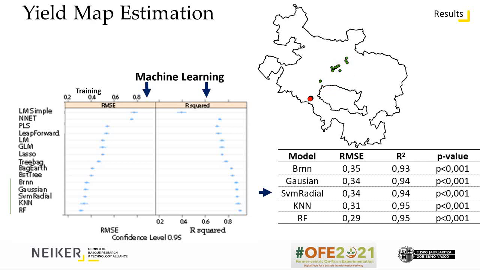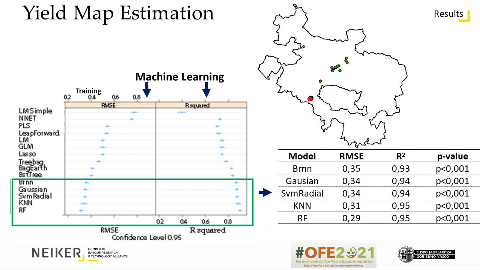Using 70% of the available data, a total of 15 different models were trained. The 5 algorithms that have the best ability to predict yield are highlighted in green. These 5 algorithms were subsequently validated using the remaining 30% of the data. And the algorithm with the best results was the random forest.